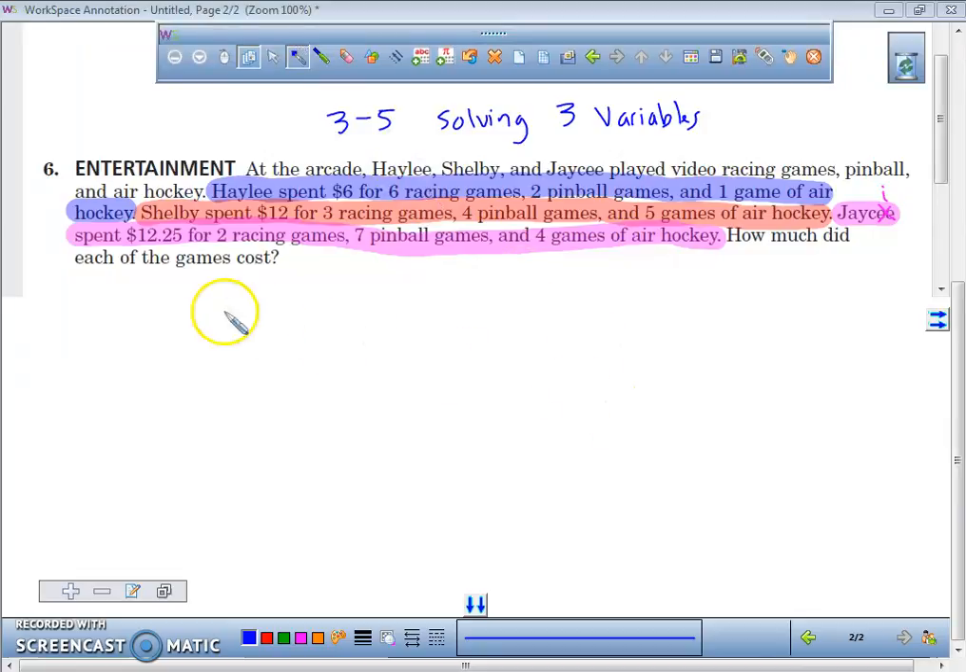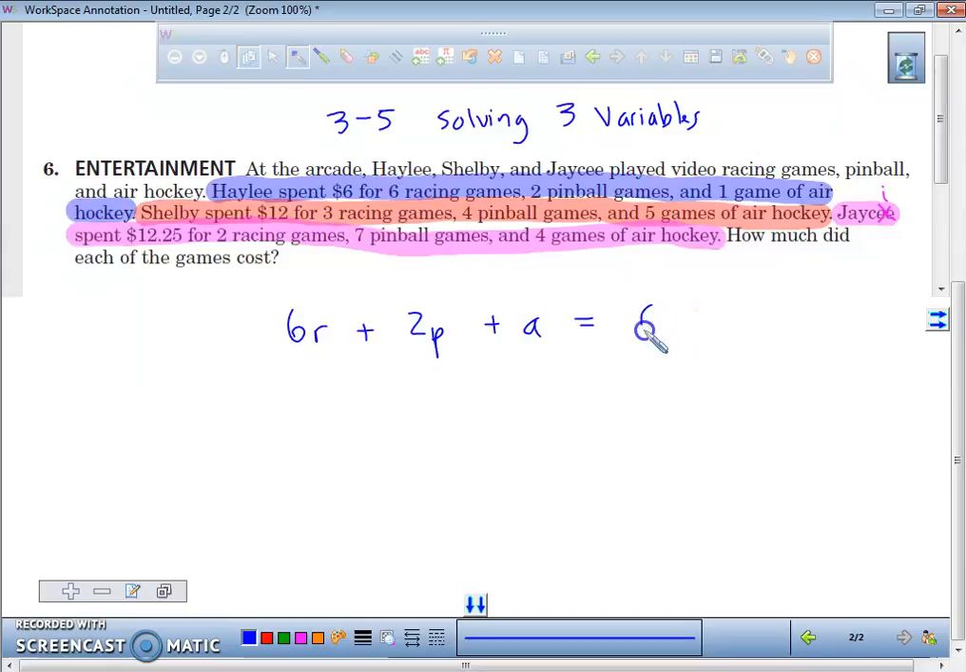Go ahead, Haley. We have 6R, 2P, and 1A, and you spent a total of $6. So there's the blue equation right there. All right, knowing how Haley set this up, Shelby, why don't you do the red equation?